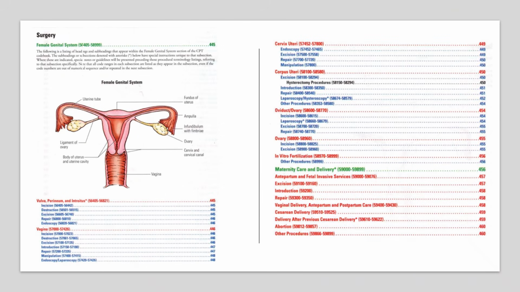So the CPT codes for maternity care and delivery fall under the female genital system chapter in your surgery section. And if you look over here, you can find a lot of procedures, such as procedures on the vulva, vagina, cervix, uterus, ovary, oviduct, and the in vitro fertilization procedures as well. But today, we are going to focus on the vaginal delivery, antepartum and postpartum care CPT codes, cesarean delivery CPT codes, and the delivery after previous cesarean delivery codes.